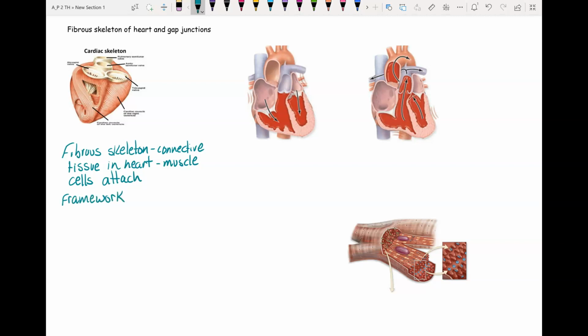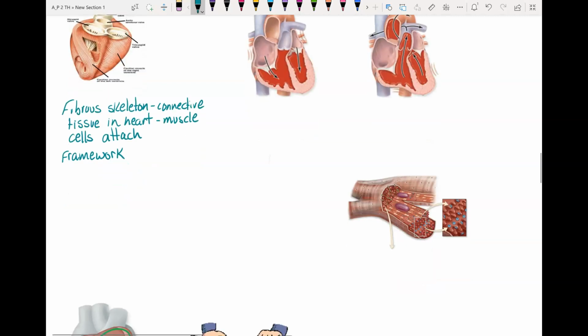It also has a couple of other important jobs. It provides electric insulation between the atria and the ventricles, and it contributes to the way the ventricles contract. It causes a slight twist in the ventricles as they contract.